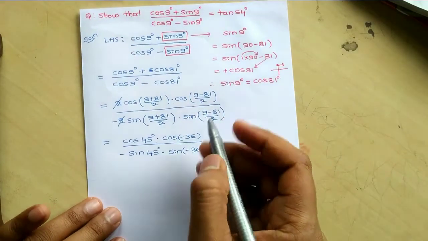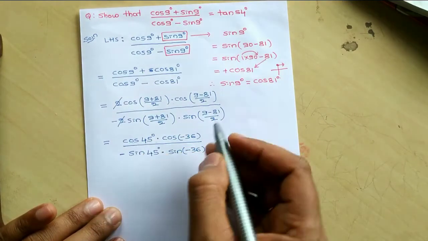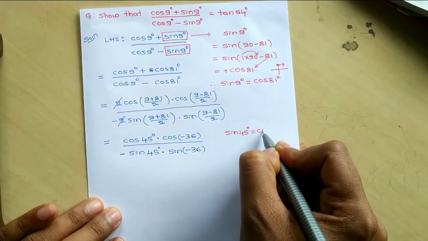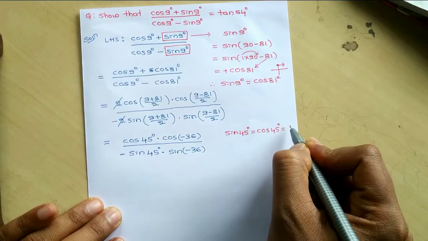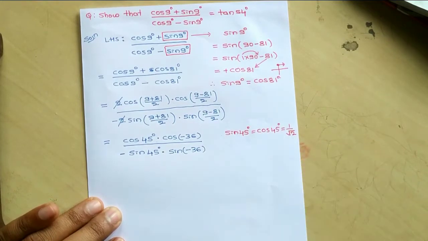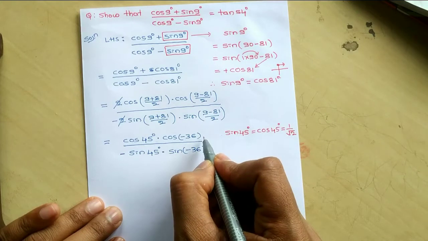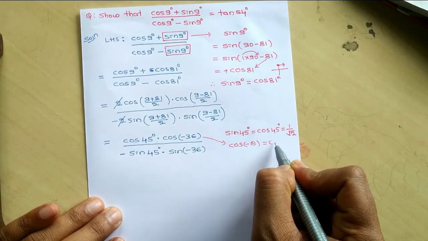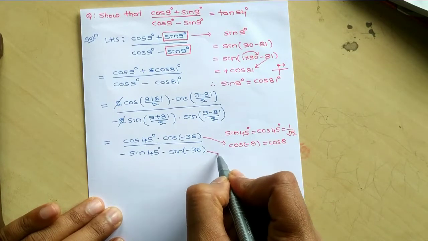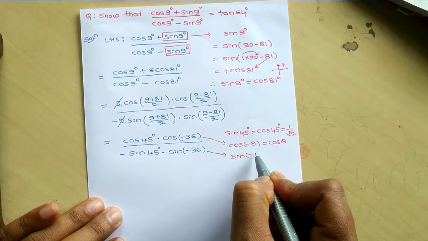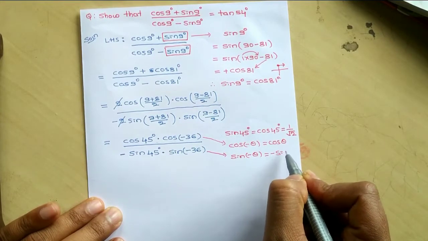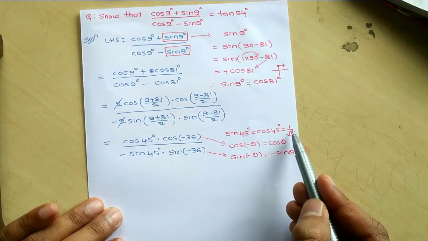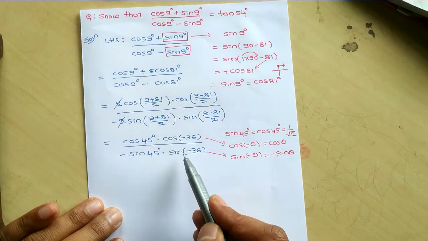So next here cos 45, sine 45 is there, you know sine 45 degree as well as what? Cos 45 degree value is 1 divided by root 2. 1 divided by root 2. Next here, you know cos of minus theta formula you need to apply, that is cos theta, and here sine of minus theta formula you need to apply, that is minus sine theta. Correct.